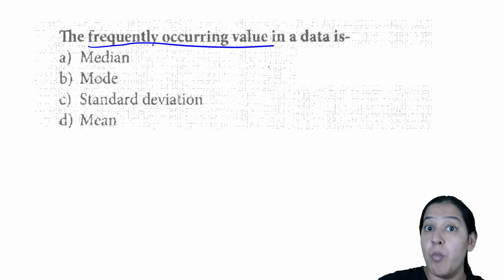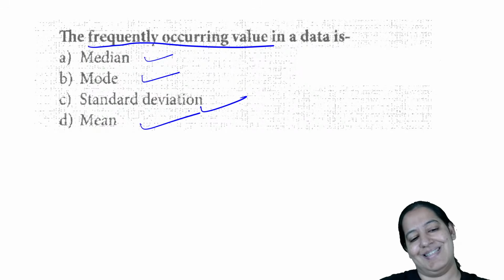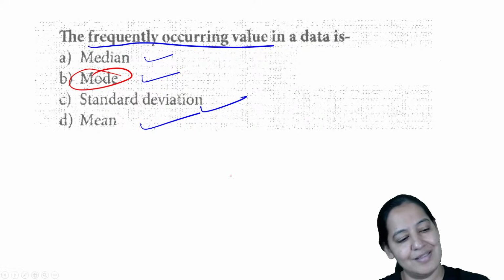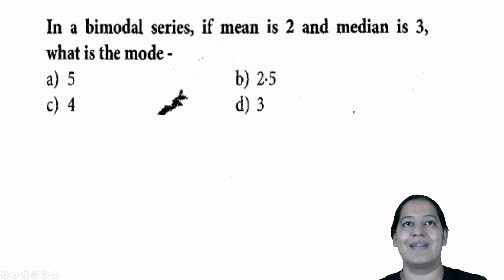Frequently occurring value, most frequently coming again and again. That value is known as median or mode or standard deviation or mean. Yes, you all are right. Most frequently coming value is mode. So correct answer here is B.